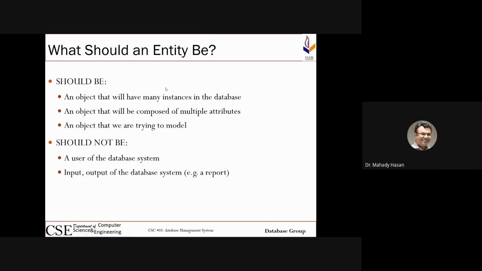Can I mention name is an instance or name is an object of human? Can I say that? We never can say that. So that is an attribute of the human.